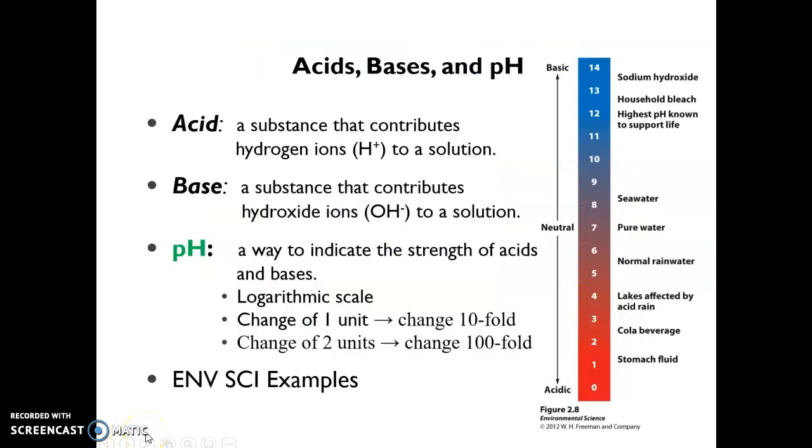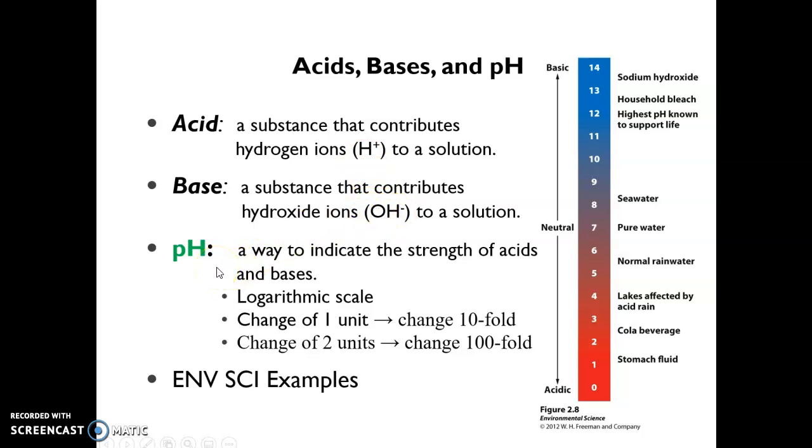Okay, just one other factor, just a little information about chemicals, and this is acids, bases, and their measurement, which is pH. An acid is a substance that contributes positive hydrogen ions to a solution. A base is a substance that contributes negatively charged hydroxide ions to a solution. You can see if you put them together and they were equally balanced, you would have something neutral, water, right? H2O.